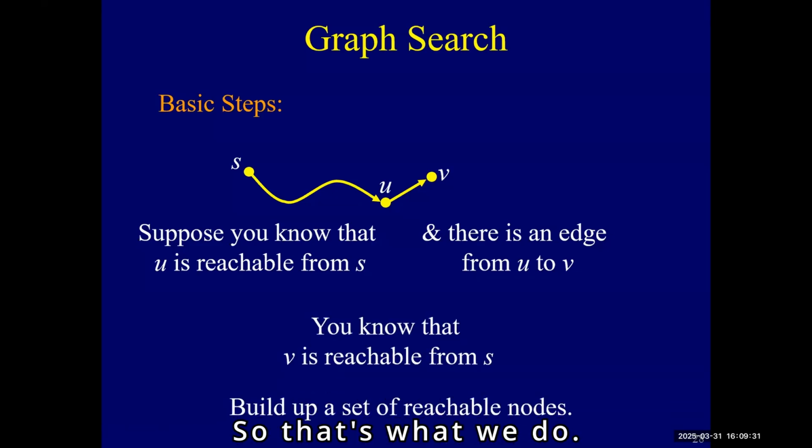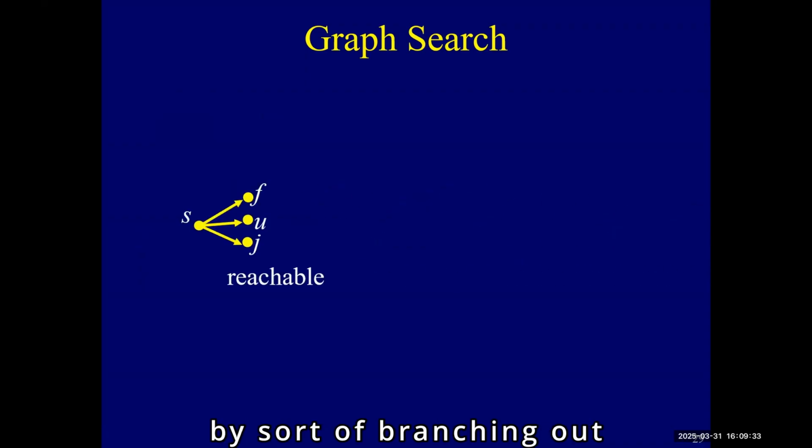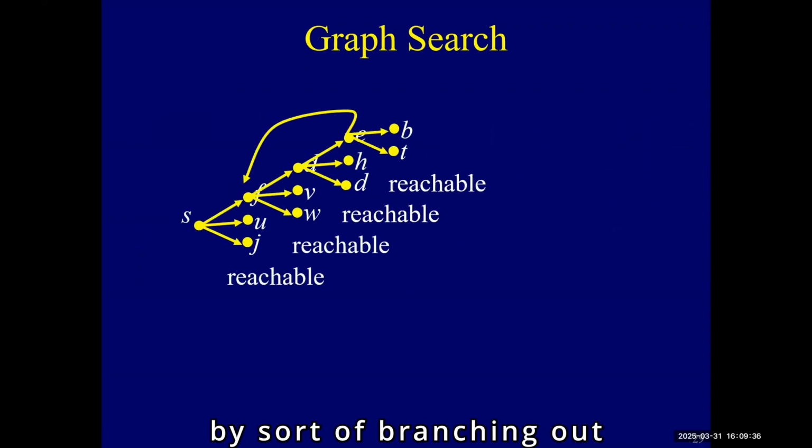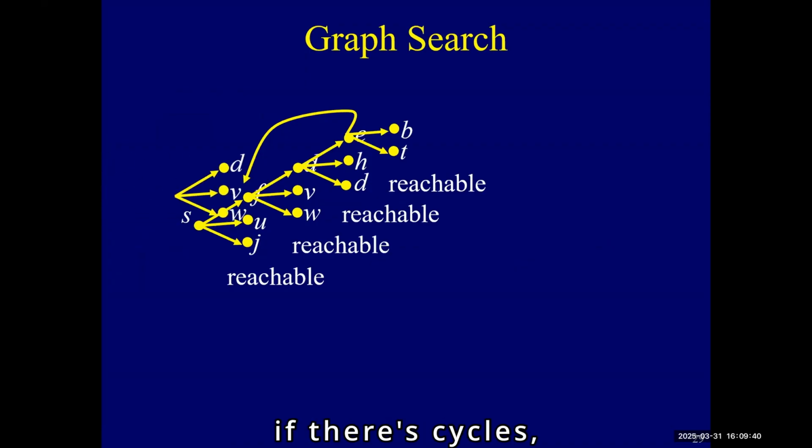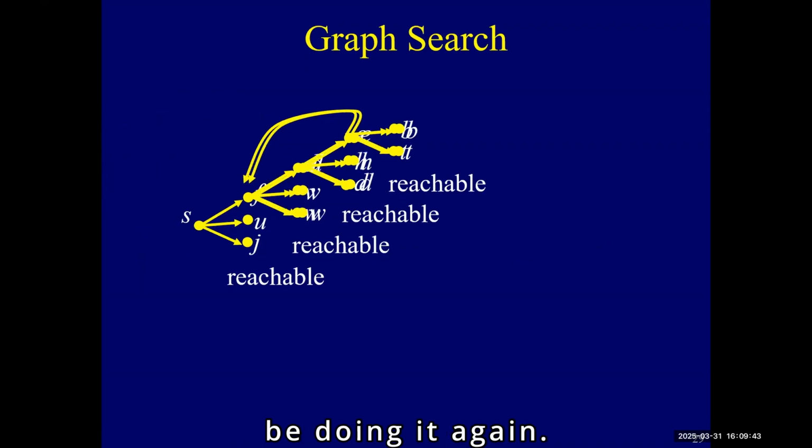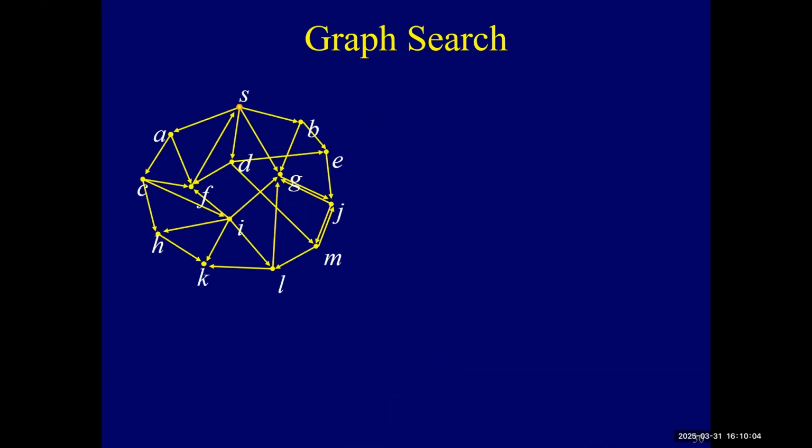So that's what we do. And so you can start by branching out and finding what you can find. But of course, if there's cycles, you don't want to be doing it again. How do we avoid going around and around? It's just like, I don't know if you know Hansel and Gretel, they drop breadcrumbs. So when you get to a node, you drop a breadcrumb so you know you've been there before.